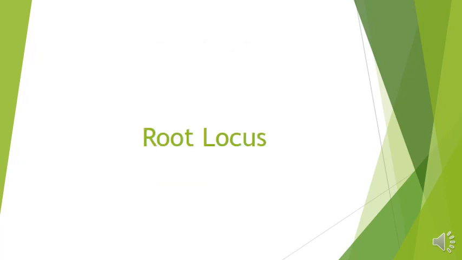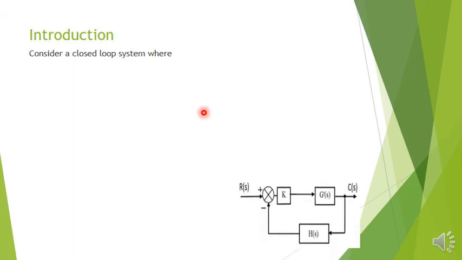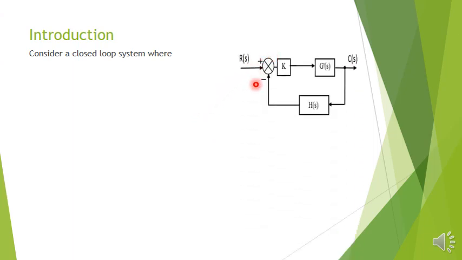In this session, we will concentrate on the basics of the root locus. First, in the introduction, let us consider a closed loop system like this. The forward path has two cascade connected blocks, K and G dash of S, where K is the system gain, which is not given and is a variable. G dash of S is the system parameters, and H of S is the feedback element.